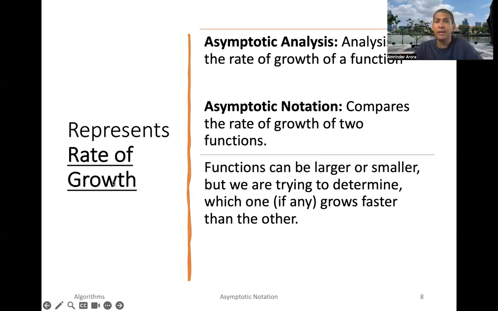That's the reason that asymptotic analysis is the analysis of the rate of growth of a function, and the asymptotic notation that we use compares the rate of growth of two functions. The functions can be smaller or larger, but we're trying to determine which function grows faster than the other. And if one does, then we call it the big O. The function that's growing less fast compared to the other one, we call it the big O. Small o if it's strictly growing slower, etc. So that's the asymptotic notation that we are usually interested in.